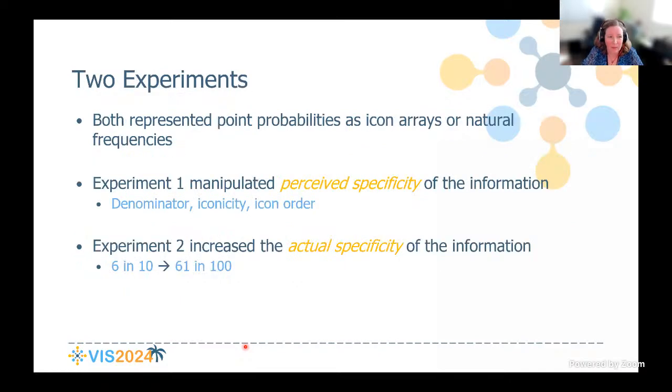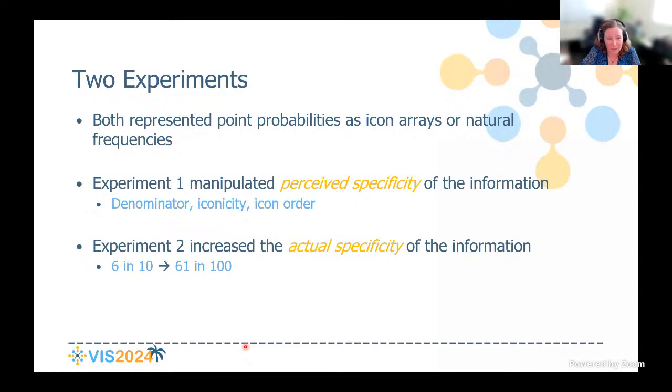So in this paper, we presented two experiments. Both of them represented point probabilities as icon arrays or natural frequencies. And the important distinction between this and the prior work is that we were using point probabilities instead of a range of probabilities. So we, in theory, eliminate the need for people to estimate the probability before making their decision, because we wanted to focus in on how the visual features themselves were impacting people's perception of the risk.